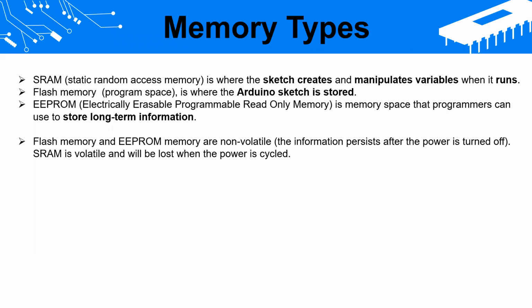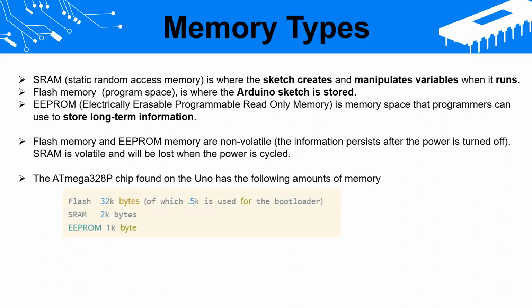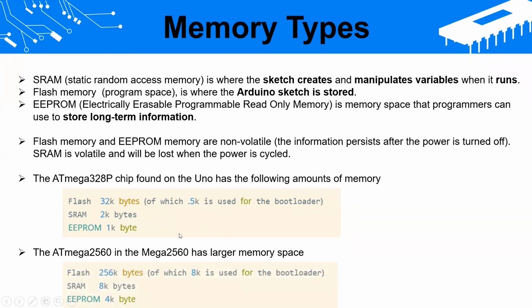You know that flash memory and EEPROM are non-volatile. That means even if you power off the Arduino, those data will still be retained. Then in the Atmega chip, we have this much flash memory, RAM and EEPROM. If you consider the Arduino Mega Atmega 2560, it has higher values: about 256 kilobytes of flash memory, 8 kilobytes of static RAM and 4 kilobytes of EEPROM.